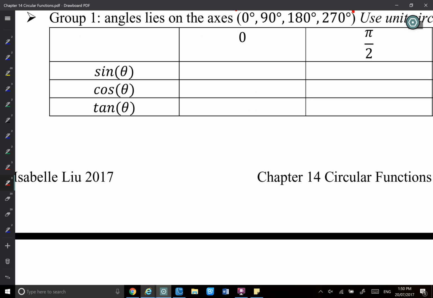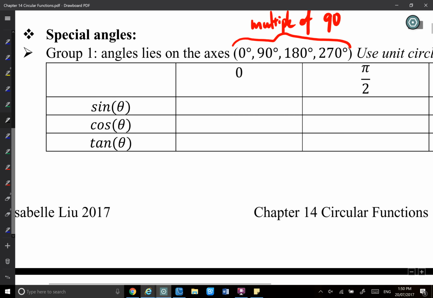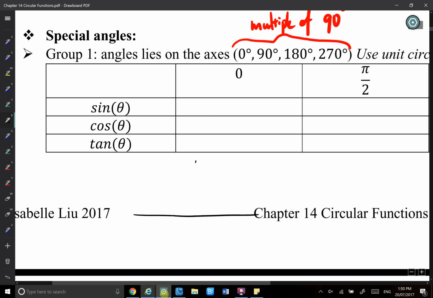Okay, let's have a think. I'll sketch the first one. You do the rest for me.